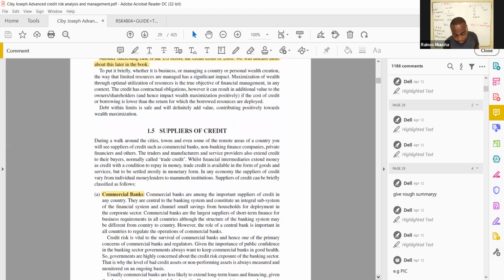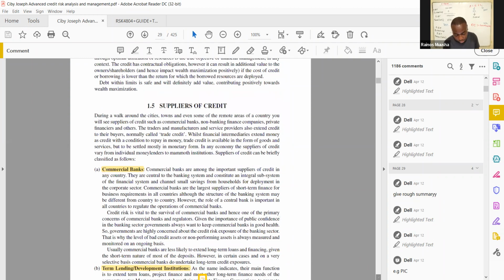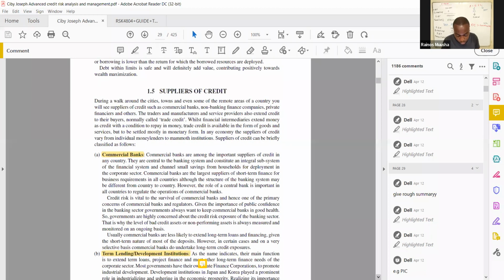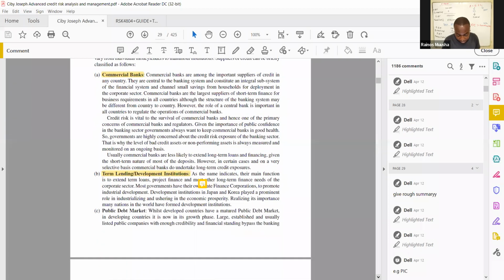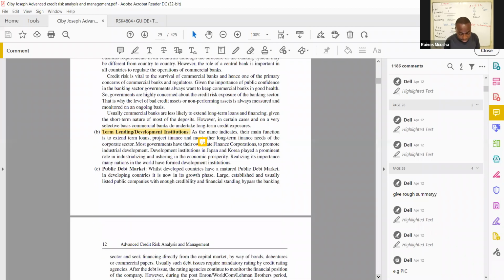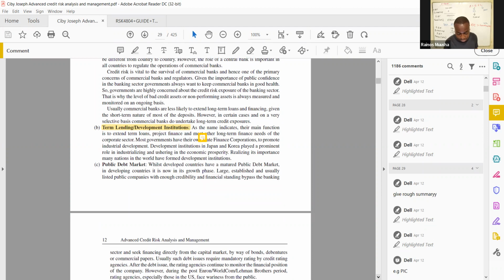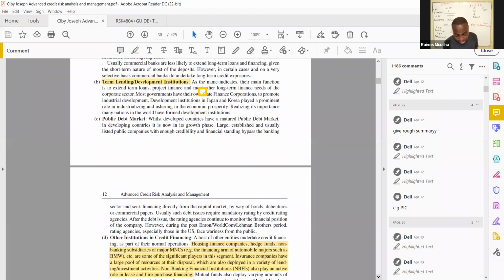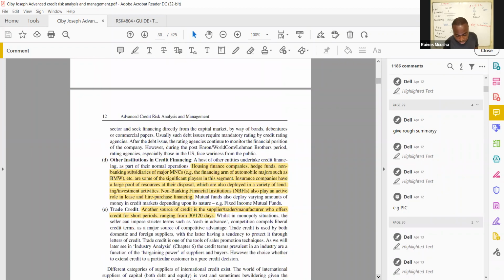On section 1.5, we look at the suppliers of credit. Typical examples of suppliers of credit would be the commercial banks, the term lending or development institutions, like for example the PIC, from the South African perspective. Then you also look at public debt management. Then you also look at other institutions in credit financing. And they say a host of other entities undertake credit financing as part of their normal operations.